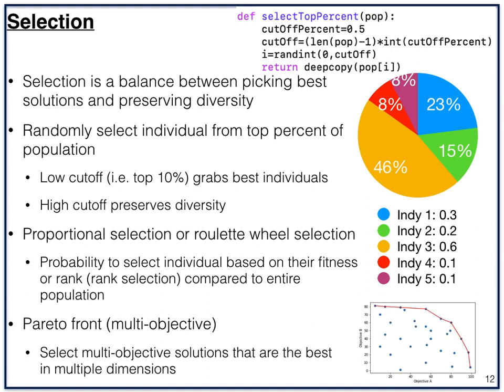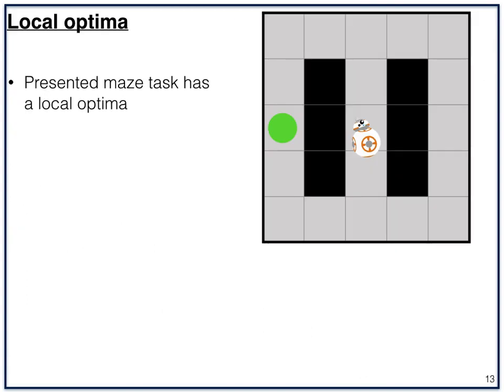Another way of doing selection, say for multi-objective, is with a Pareto front, where you have multiple objectives across multiple dimensions, and you just pick the solutions that are at the front of those different dimensions. That's one way of doing multi-objective selection. So let me talk about local optima.